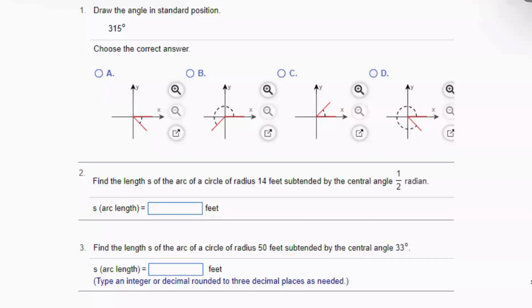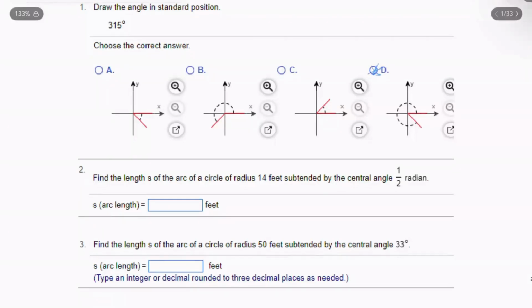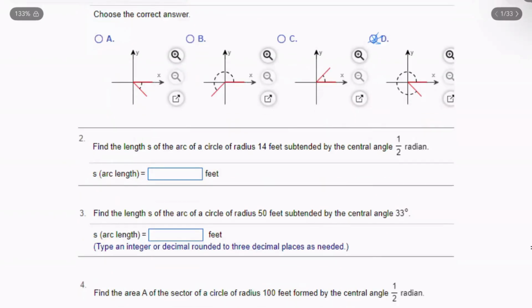This is a revision of test 1, test 2, and test 3. So let us go ahead and start. The first question is to draw the angle in standard position. You have 315 degrees. When you look at this 315 degrees, obviously it should be in D. Why D? Because from here to here, it is 180, so 180, this is 270, and you need a little bit of that to have 315 degrees.